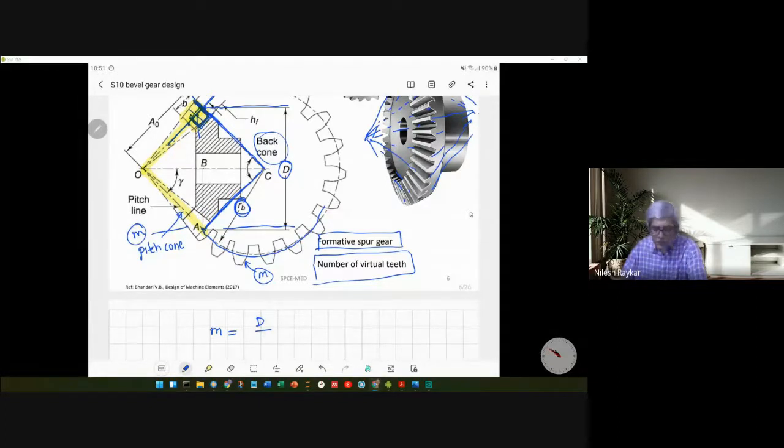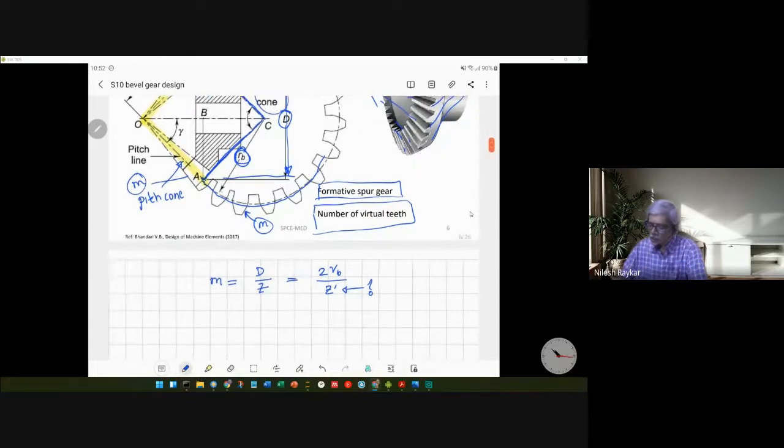So that is d by z, where d is the pitch circle diameter at the large end, and the same module has to be maintained for the formative gear. So for the formative gear, the radius is 2 times rb, and the number of teeth are z dash. So this z dash is what we are trying to establish. So what remains to be done is to write rb in terms of D.